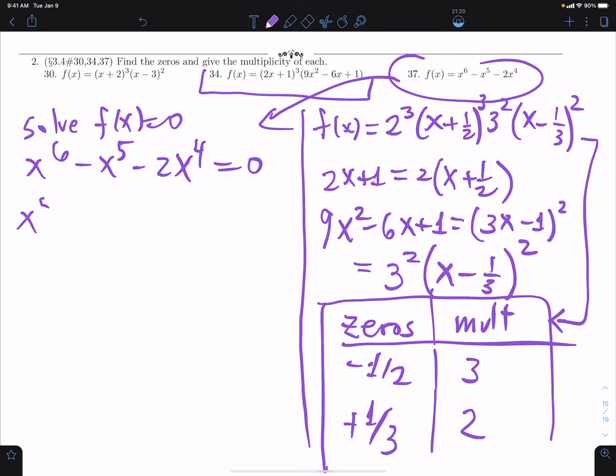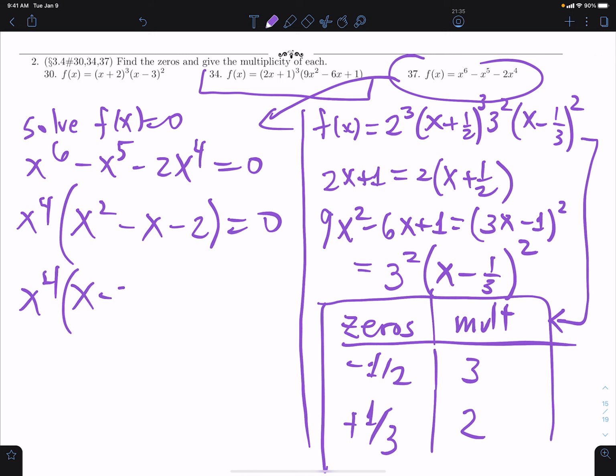Well, I see a common factor. X to the 4th is a common factor for all of those terms, or monomials, and the quotients are x squared, minus x, and minus 2. And this quadratic factors, we have x to the 4th. It factors kind of nicely. If you don't see why this is true, you might want to get some factoring practice. But now we can read off the zeros.